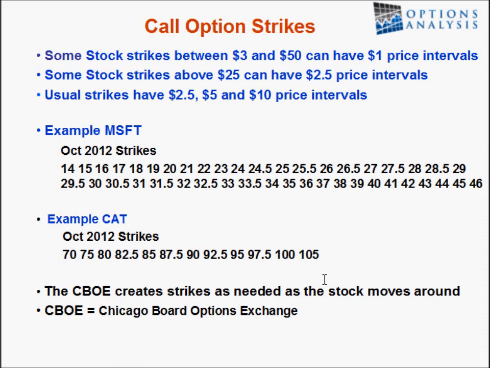There is the Chicago Board of Options Exchange. It's the exchange that your options trades pass through, and it's the CBOE that creates the strikes as needed as the stock moves around. If the stock suddenly has a large movement due to some event happening, strikes get created, but it sometimes takes a while for them to enter into a broker screen and then enter into the optionsanalysis.com screen.